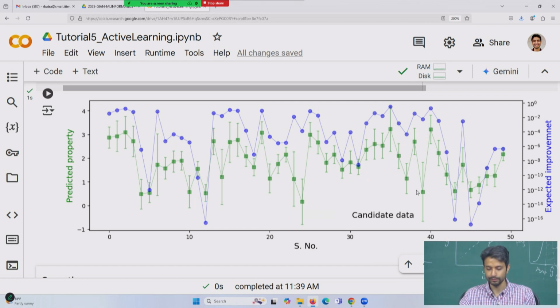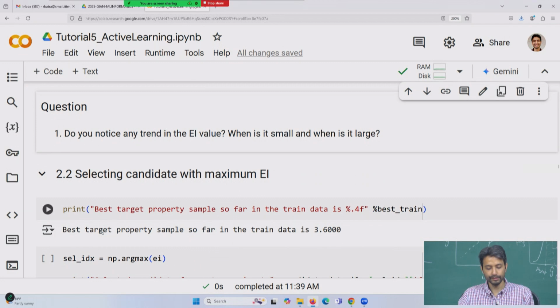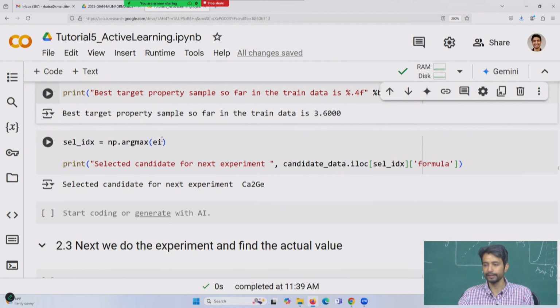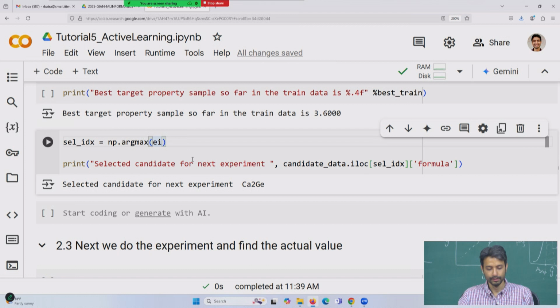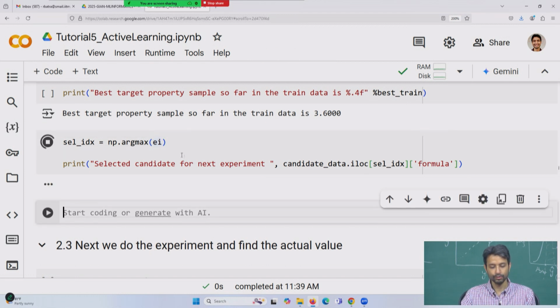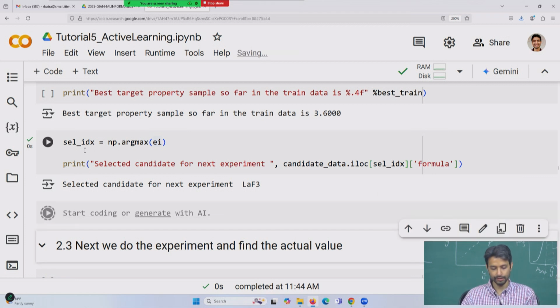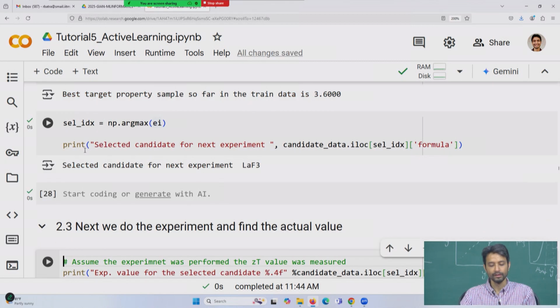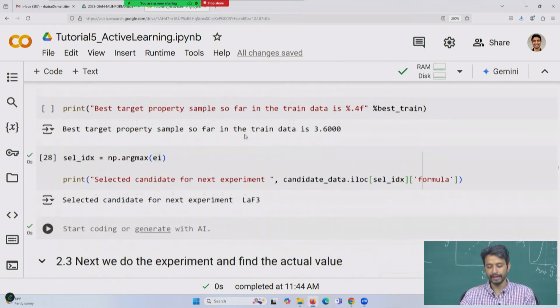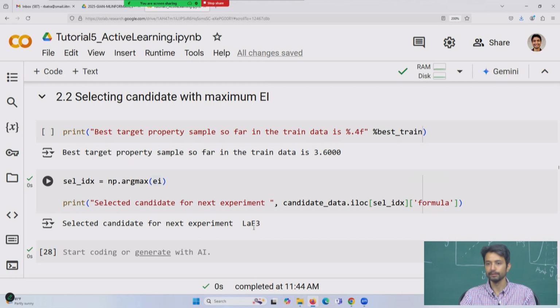Okay. Now, given this, what we will do next is select the candidate with the best expected improvement. So I run this code. Now I have expected improvement for all candidates. I simply select the candidate which has the best expected improvement. So this is the candidate that was selected, lanthanum fluoride. Okay, LaF3 got selected. So now for this LaF3, what should I do next?